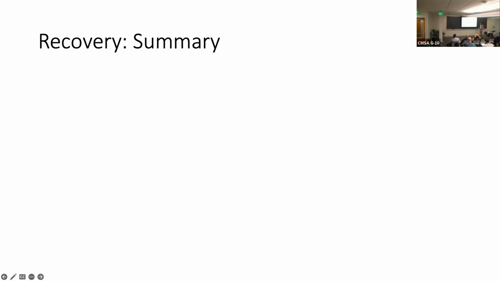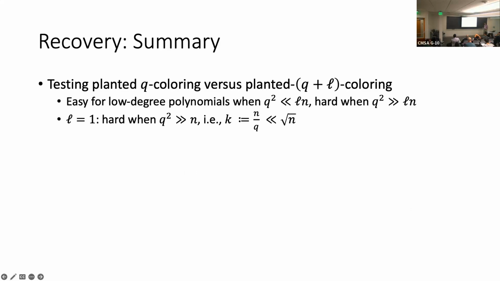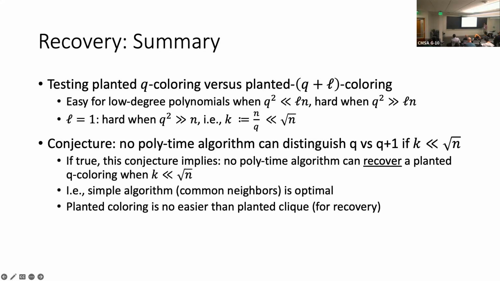Okay, so just to wrap up, what did we conclude about this recovery problem? We thought about testing a planted Q coloring versus this planted Q plus L coloring and pinned down the threshold for when this is hard versus easy for low degree polynomials. A special case of interest is when L equals 1, so Q versus Q plus 1. In that case, it's hard exactly when each clique has a size smaller than root n, this threshold that we keep seeing.